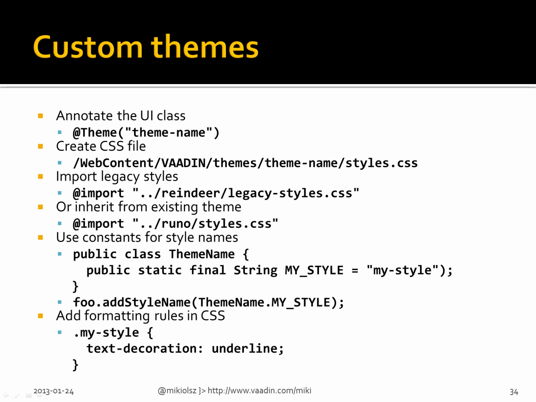Okay, so how do we create a custom theme? There are lots of things that we need to take into consideration. Apart from annotating the UI class, we need to create a CSS file or the Sass file. We need to either import legacy styles or we need to inherit a custom theme. Then we should use constants for style names, so we declare a class and then we declare static final strings as styles and we refer to them. And then the formatting rules in CSS.